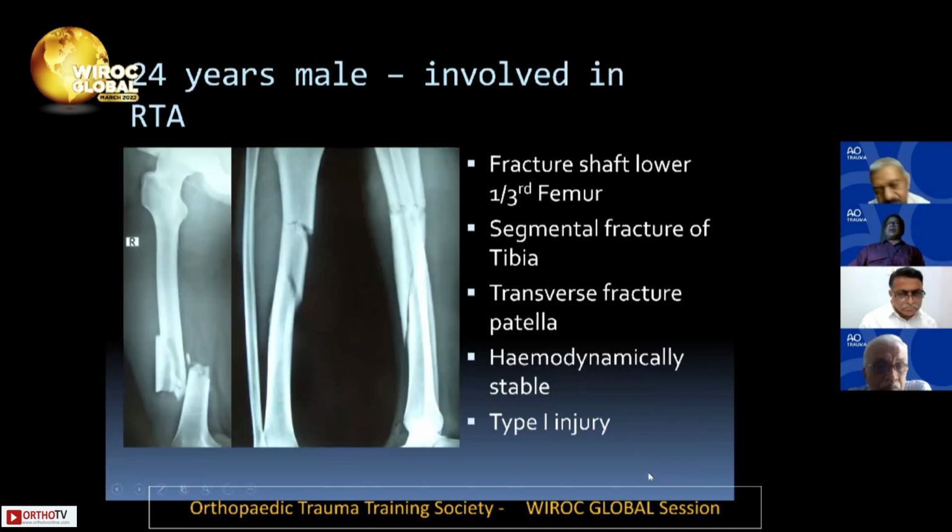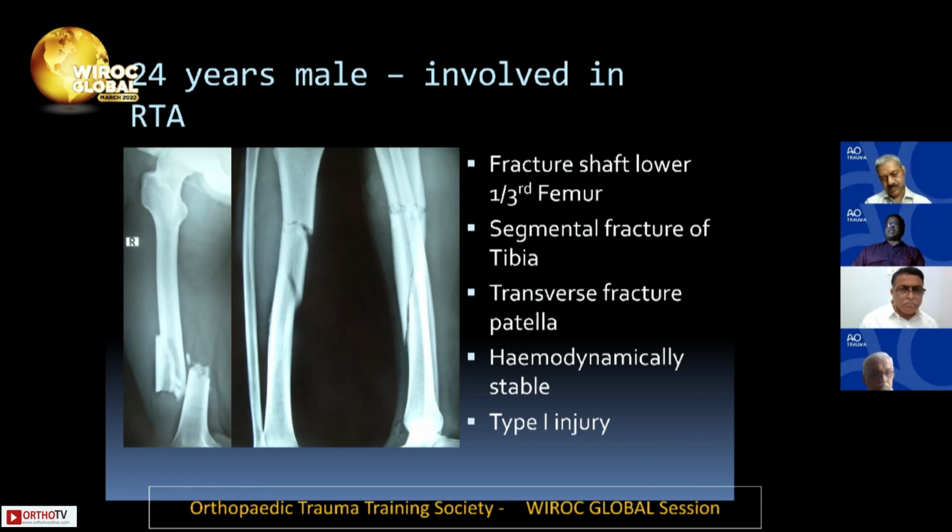So I'll show a case. There are definitely a few cases, but this one is a 24 year old male involved in a RTA, again high energy trauma. There's a fracture of the shaft to lower one third of the femur with a butterfly fragment. There's also a segmental tibial shaft fracture. The patient also had a transverse fracture of the patella, which is not seen in this X-ray, unfortunately. This patient was hemodynamically stable, and this is a type 1 injury.